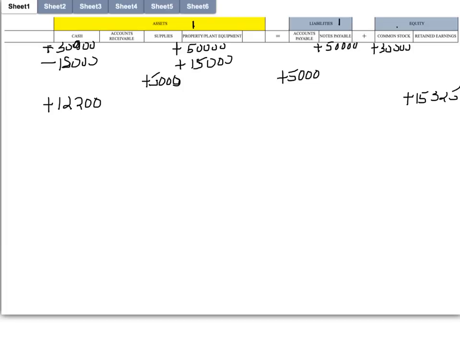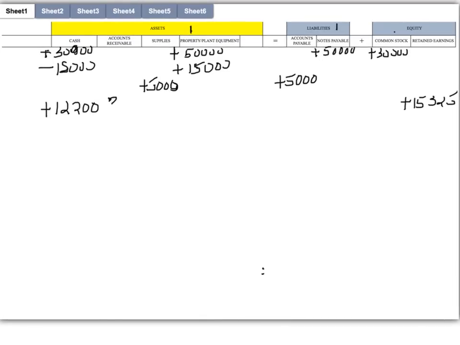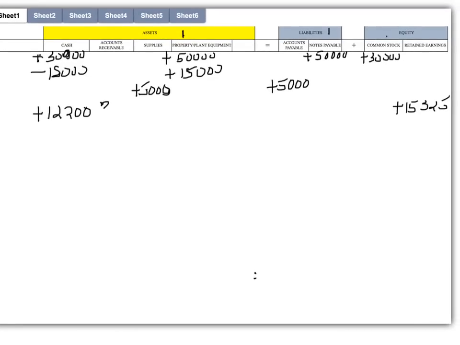So if we go ahead and we look at our calculators, we have 15,325 minus 12,200, which means $3,125 is going to go to accounts receivable.